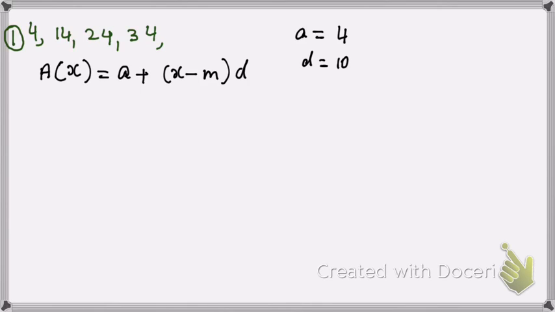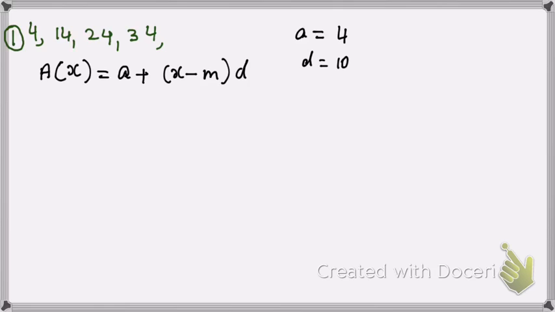Let me take a step back and go over what I already went over. Here we know that a equals 4 and d equals 10, because d is the common difference. We don't know what the value of m is, and x changes. When you find the 5th term, the value of x is 5. When you find the 10th term, the value of x is 10. But we don't know the value of m. So the first thing is to find the value of m.